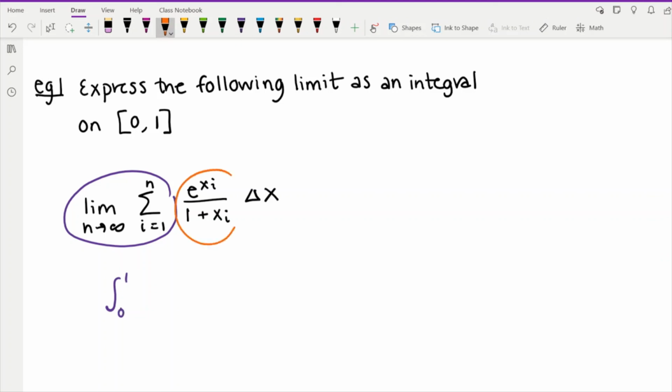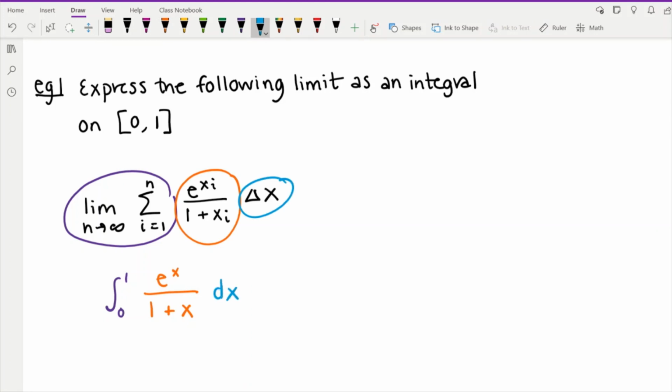And then next we have this part, which is the function evaluated at xi. So we just need to take this function and rewrite it with x instead of xi. And so we have e to the x over 1 plus x. So not as complicated a function as our last example. And then the last part, as we saw, is that this delta x becomes dx.